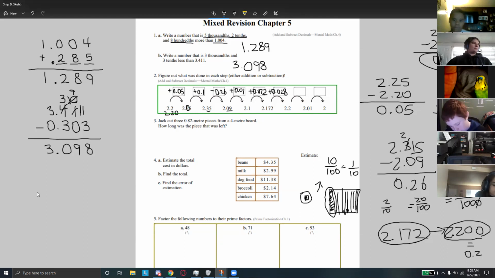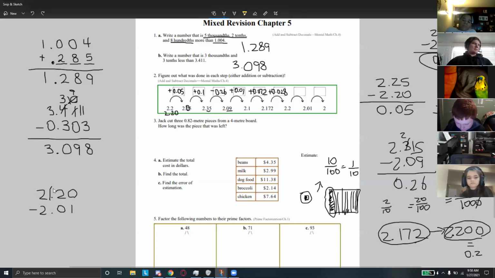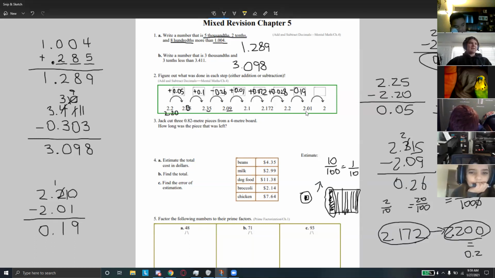2.20 minus 2.01. See, I just added a 0 here so I can line up the decimals. And so this time we're going down. We're going down by 19 hundredths. So I'll do a minus sign there. And then finally, we're going from 2 hundredths to 2. So we're just going to be subtracting hundredths.